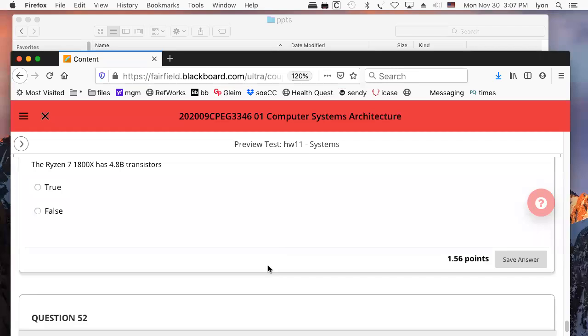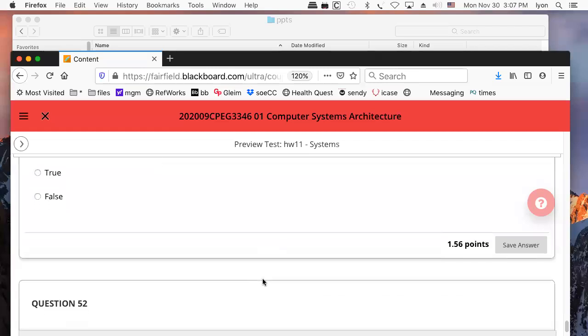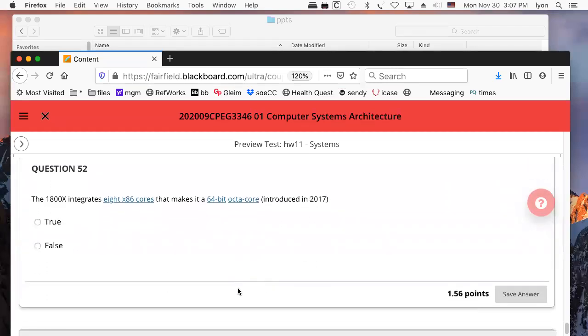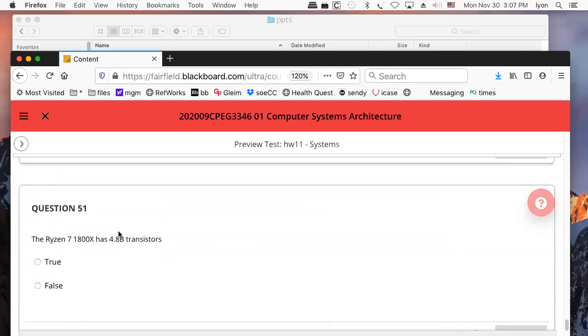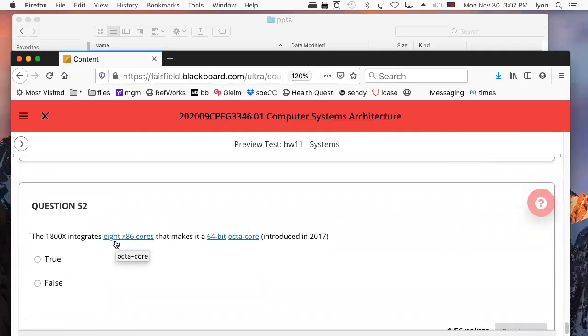1,800 vacuums. And it was kind of a hybrid because it used paper tape and it kept cycling paper tape around, and that was its main memory. The 1800X. 1800X is the Ryzen 7. Integrates 8 cores that makes it a 64-bit octa-core system from 2017. So this is old already.